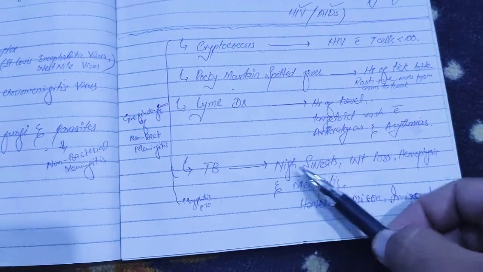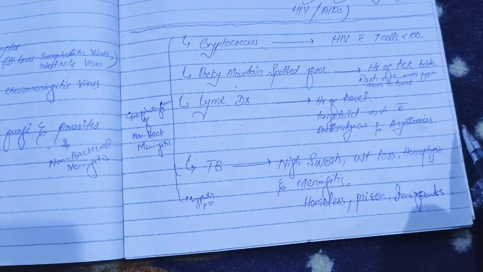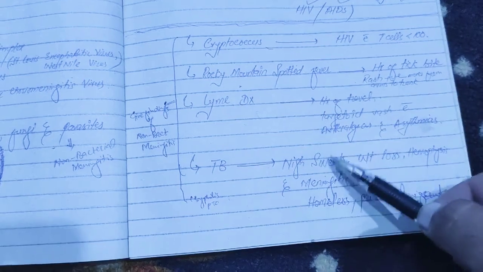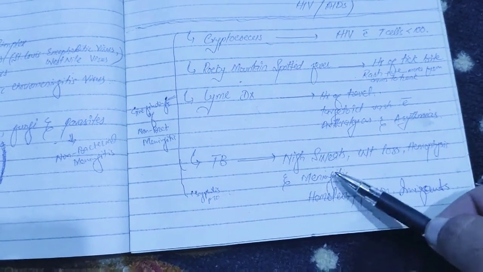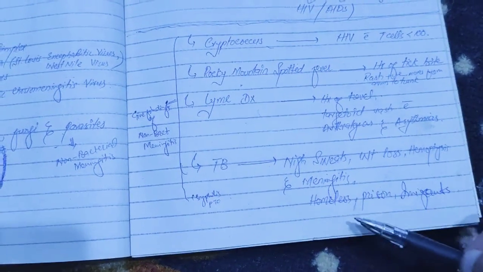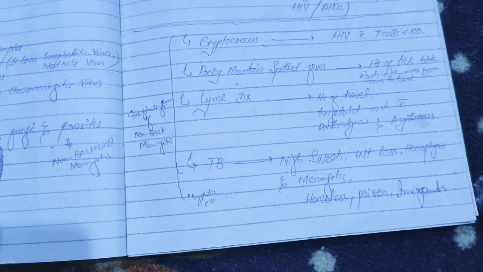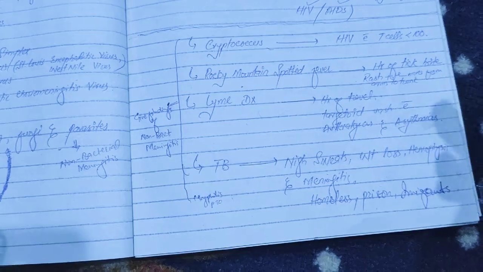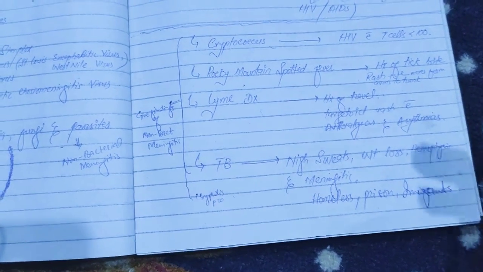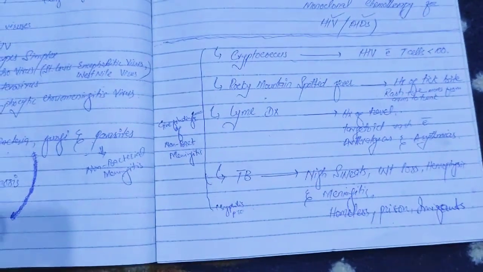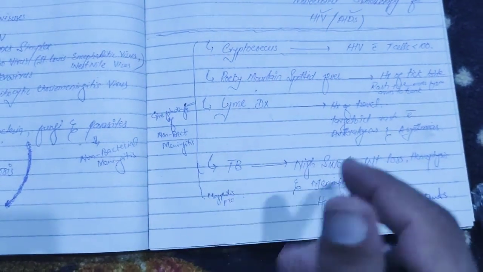In the case of TB, you will have night sweats, weight loss, hemoptysis, and meningitis. So these are the typical signs of TB along with the meningitis. And TB will be present in homeless persons, in people in prisons, people with poor socioeconomic status, and mainly immigrants. So in these patients you can suspect TB.